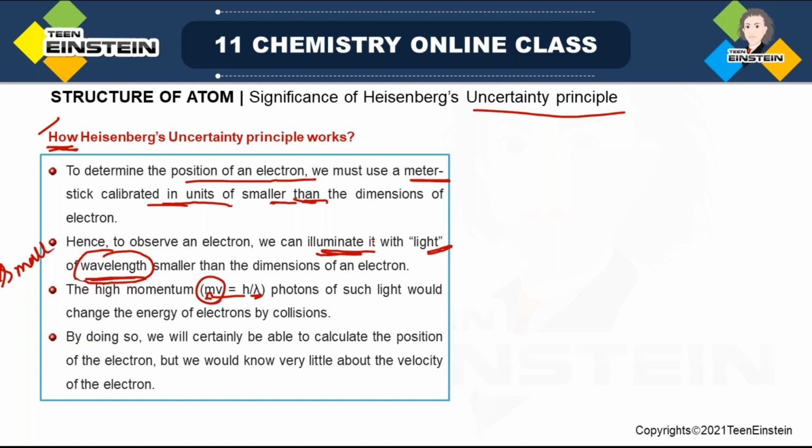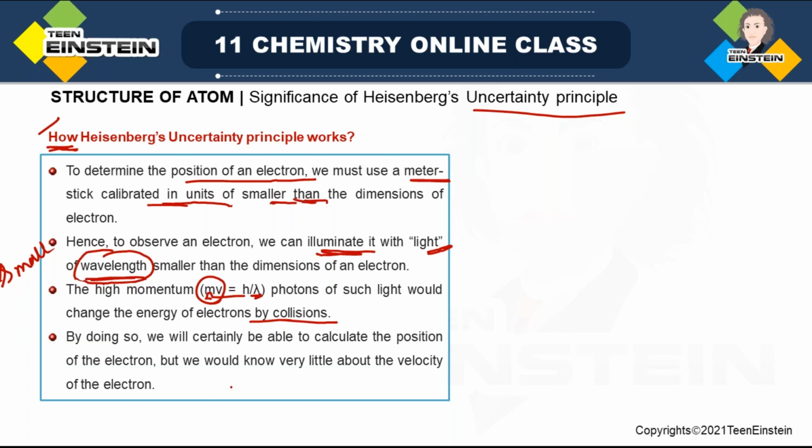This high momentum photon of such light will obviously change the energy of the electron during collision, because you are illuminating the electron with light, so there will be some collision, and as it is very high energy light, with high momentum, the photons of such light will change the energy of the electron. So when energy is changed, now you can understand how the Heisenberg uncertainty principle works.